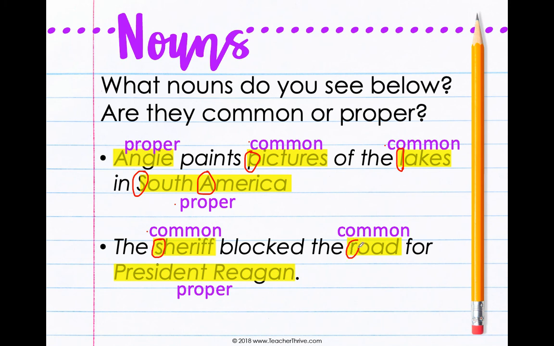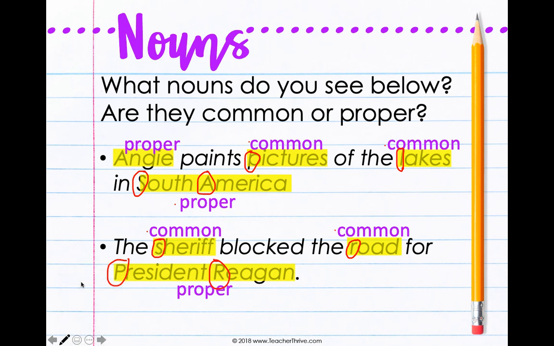Okay, what about road? What do you notice about the R? It is lowercase, so it is common. Now, if it had said the sheriff blocked Million Dollar Road for President Reagan, then we would know that's the name of the road, right? But it just says road. It's a lowercase r. It is common. What about this one? Both of these are uppercase. And guys, it is the name. It is the president's name.